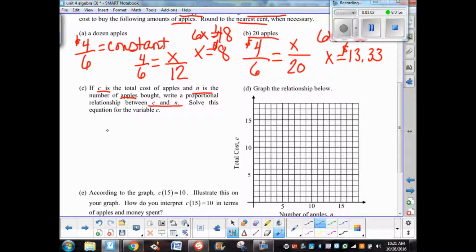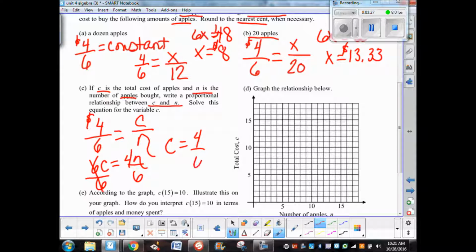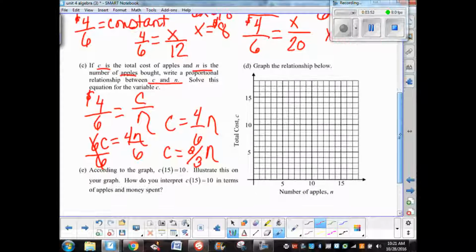Solve this for C. So again, I start out with my cost for 6 apples is equal to my cost for however many apples. Then if they're asking us to solve that for C, again, we cross multiply. So we'd say 6C equals 4N, and solving for C, I get C is equal to 4/6 times the number of apples. That 4/6, there's our slope, or our rate of change. If you really wanted to, you could simplify that, and an equivalent would be 2/3 N. So the cost is 2/3 times the number of apples. So $2 for every 3 apples, $4 for every 6 apples. You get the idea. So we've got that constant rate of change.